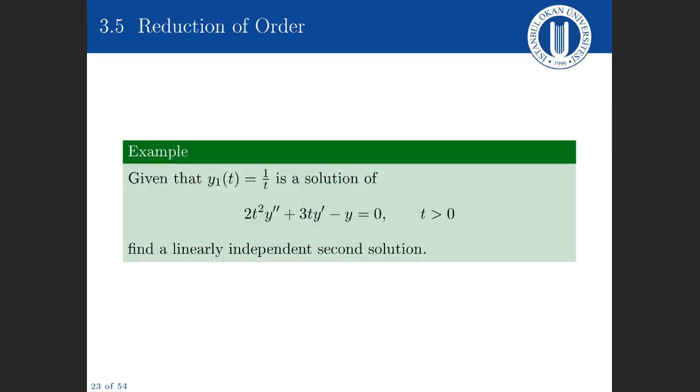Let's do an example. We're told that 1 divided by t is a solution of this differential equation, and we're asked to find a linearly independent second solution. If I give you a reduction of order question, I'm probably going to phrase it like this. I'm going to tell you one solution, and then I'm going to ask you to find a linearly independent second solution.